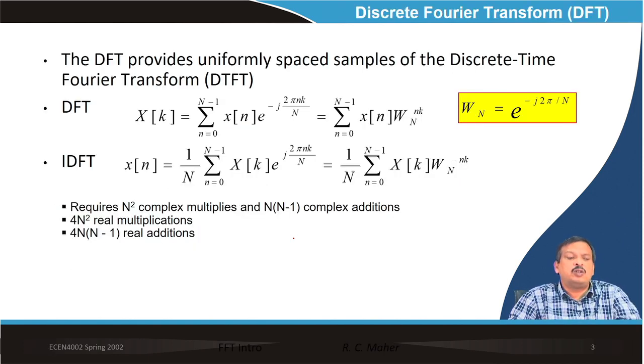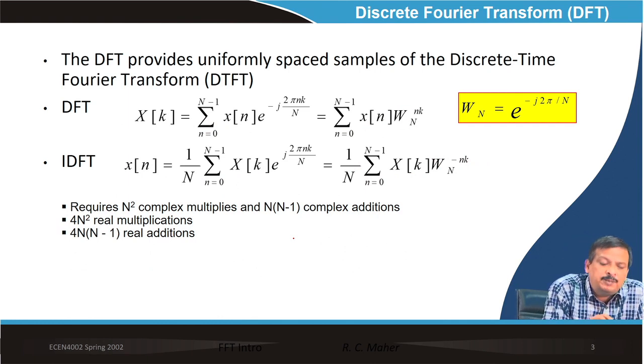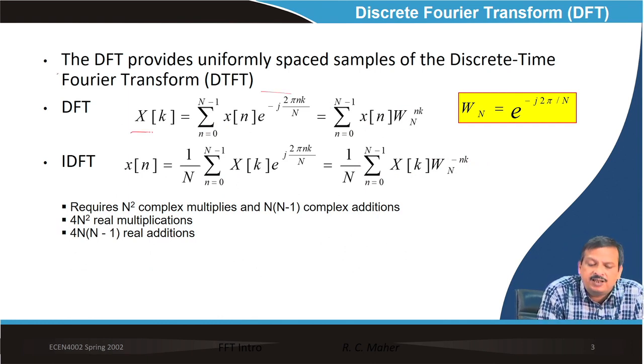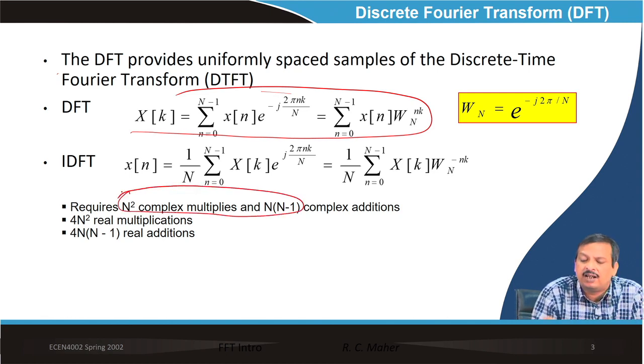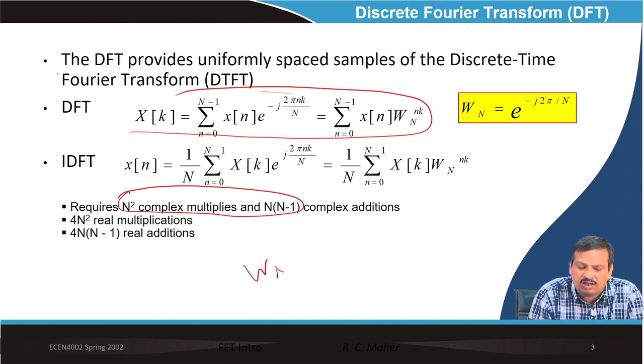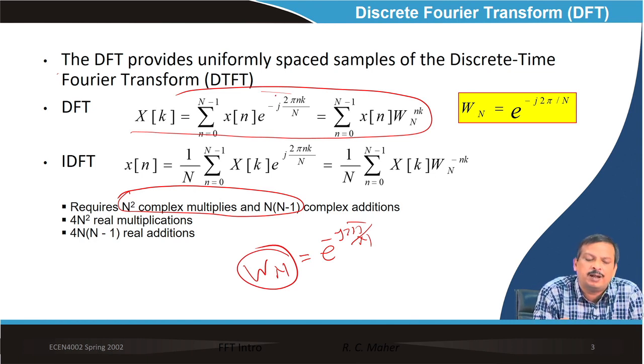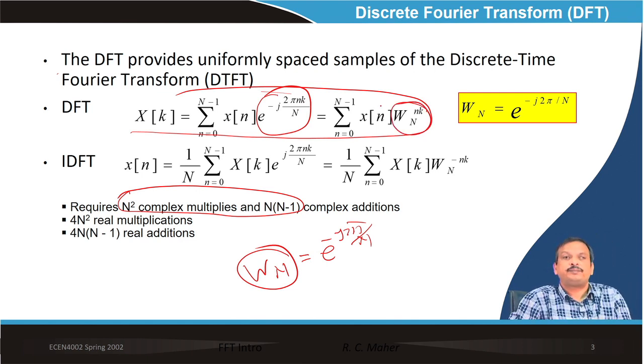So, as I said, the DFT requires N square complex multiplications, and in this lecture we always use the W_N notation. W_N is nothing but e to the power minus j 2 pi by N. So, instead of writing e to the power minus j 2 pi nk by N every time, I use the term W_N.